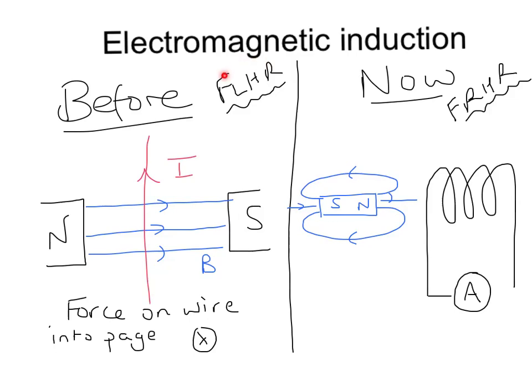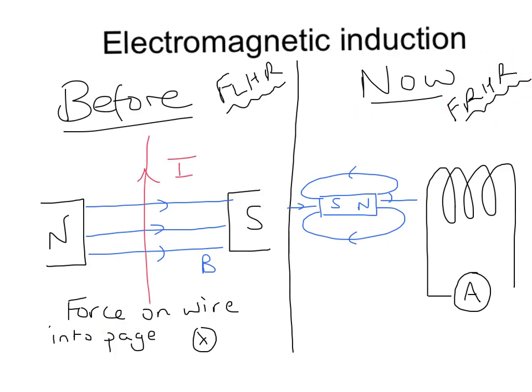Okay, before we looked at Fleming's left-hand rule, which involves moving charge in the vicinity of a stationary B field, and from that we get a force onto the conductor, and in this case, as we looked at last time, we see the force on the wire is into the page. Now, we're going to look at Fleming's right-hand rule.